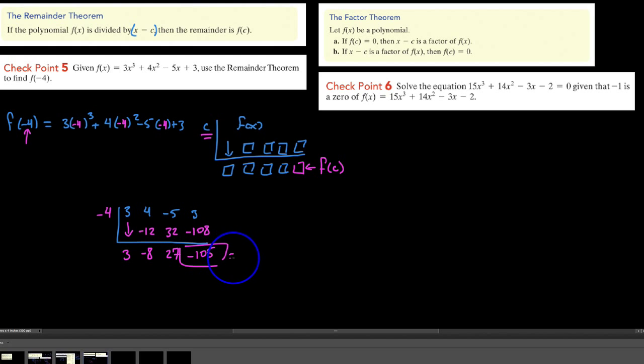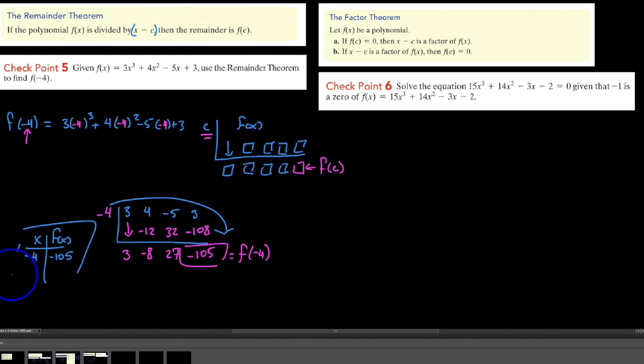So we're going to put a little note here. We're going to say that this is equal to f of -4. In other words, this is the y value that we get when we plug that into the function. We could make a table of values with x and f: when we plugged in -4, our output was -105. And it's also the remainder of this function when we divide by x plus 4.